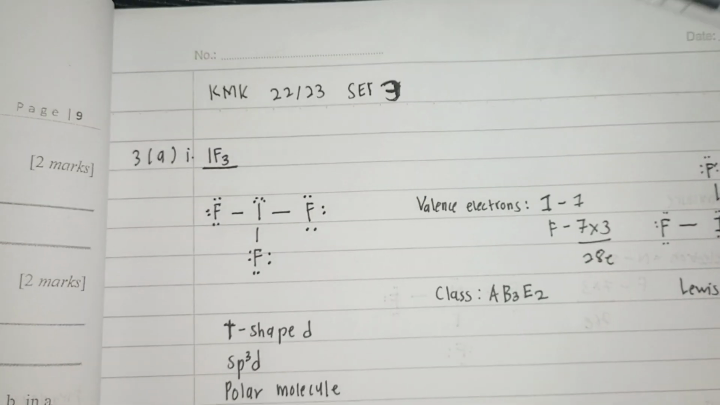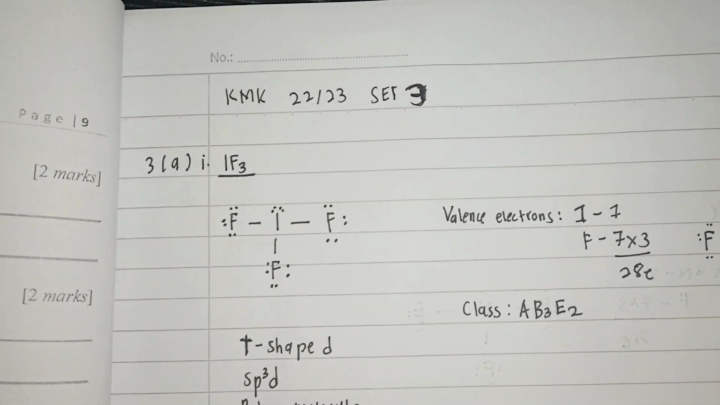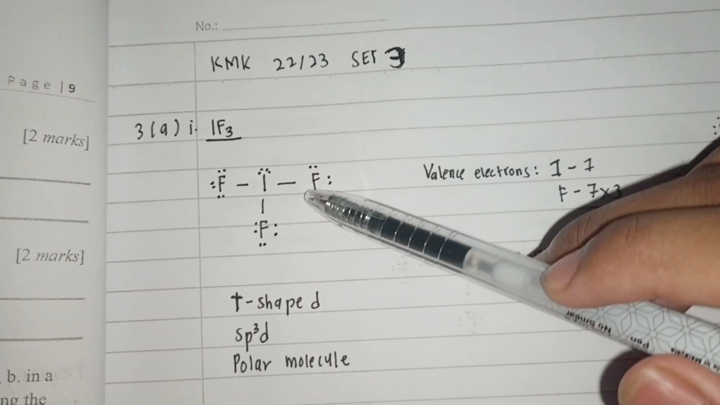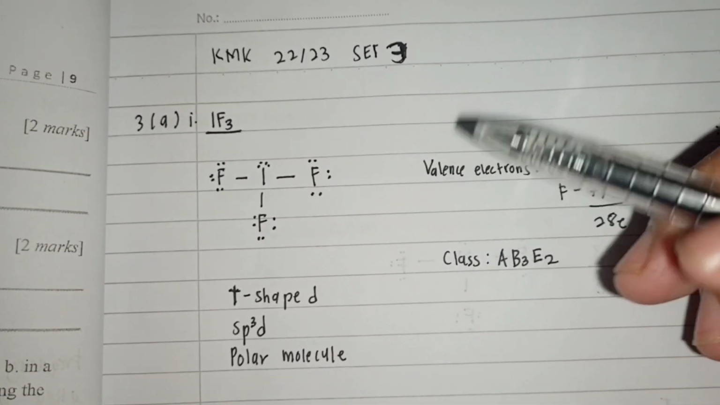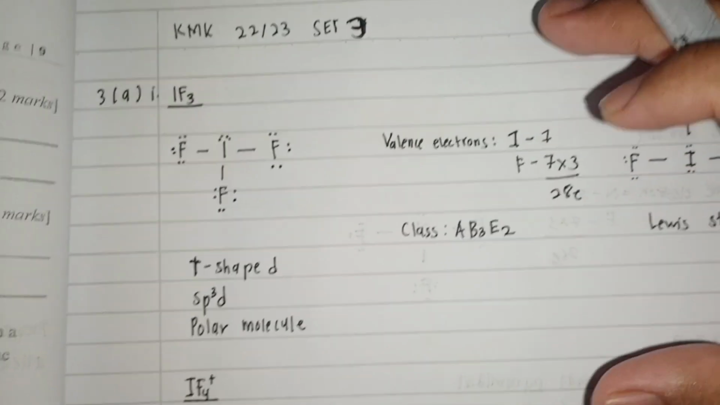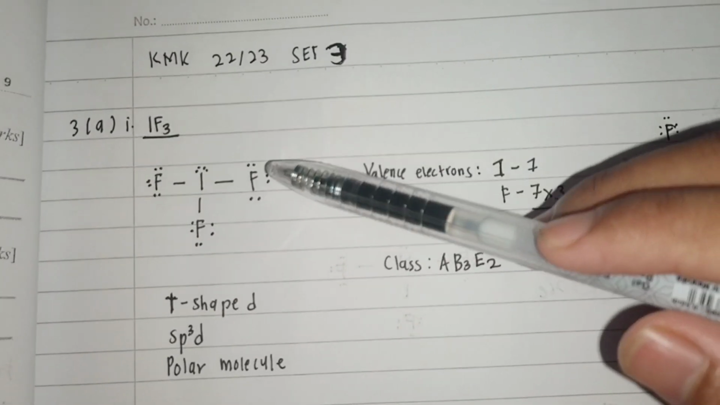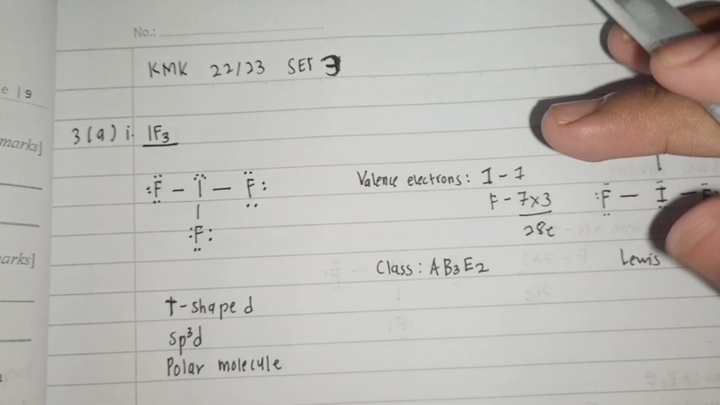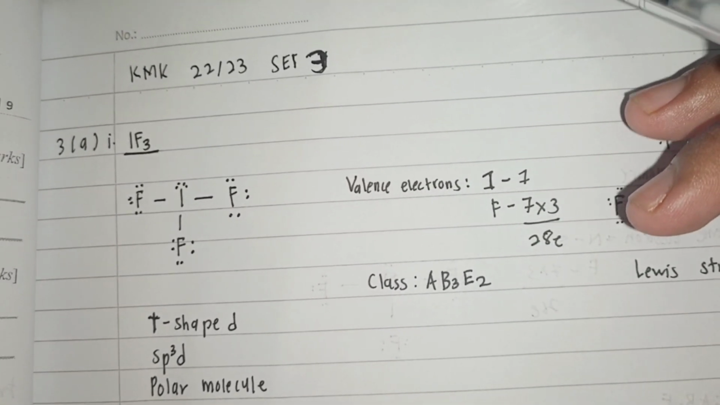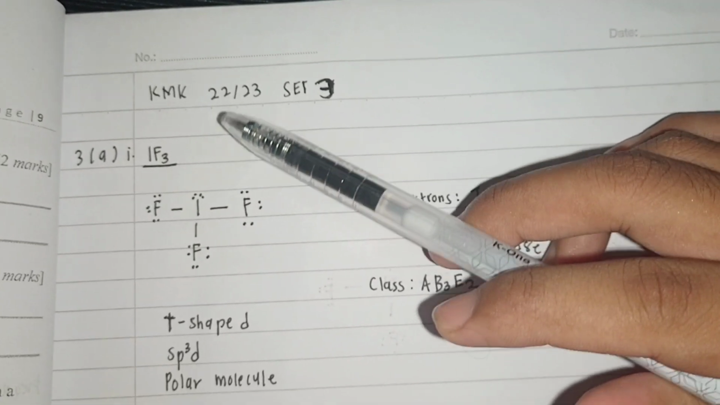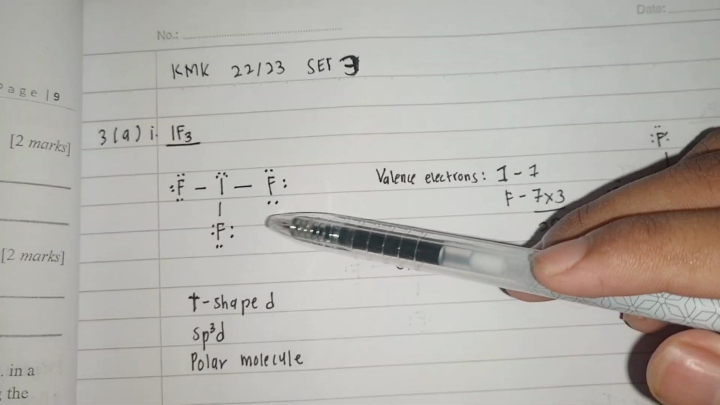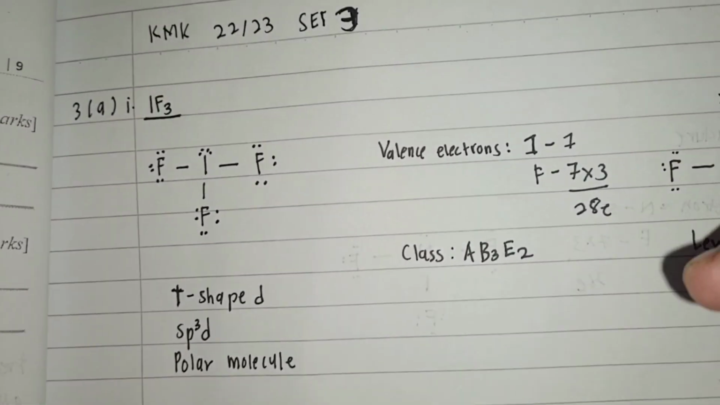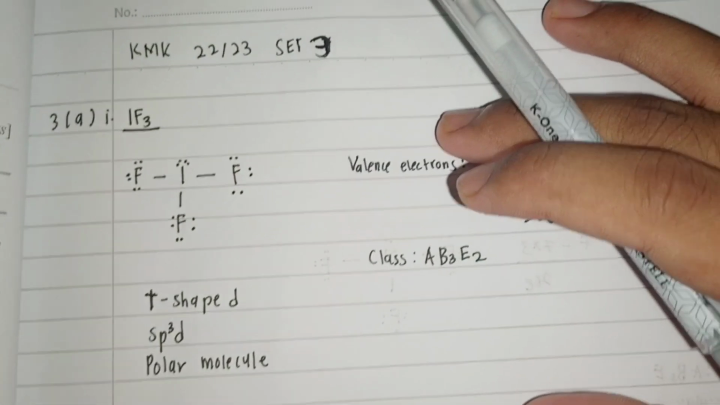For the type of hybridization, based on the electron pairs, we have 3 branches and 2 lone pairs, giving 5 electron pairs, and we get sp3d hybridization. And it is a polar molecule because it's not symmetrical and the bond dipoles do not cancel out. So that's all for the first molecule, iodine trifluoride: the molecular shape is T shape, the hybridization is sp3d, and it is a polar molecule.